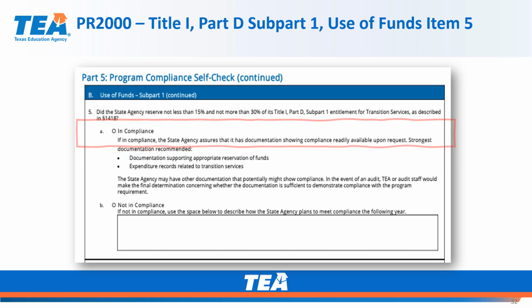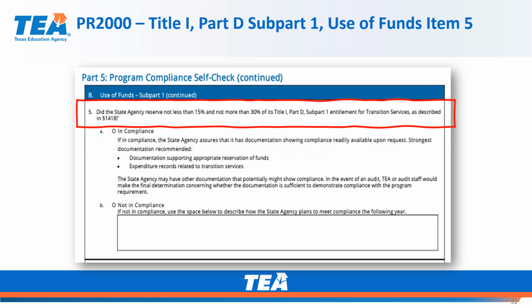Part 5B, Item 5, deals with the reservation of funds for state agencies receiving Title I, Part D, Subpart 1 funds. The state agency shall reserve no less than 15% and no more than 30% of its Title I, Part D, Subpart 1 entitlement for transition services as described in statute.